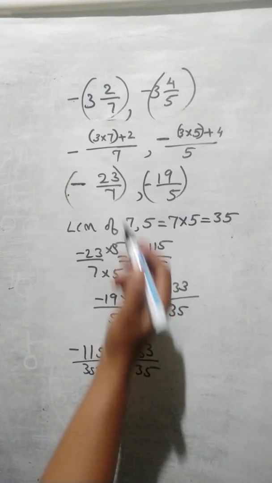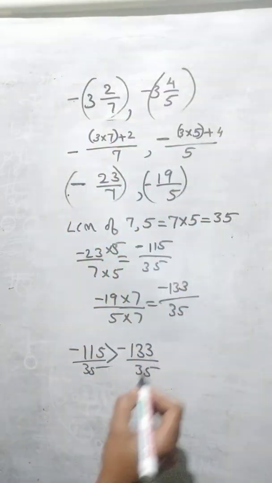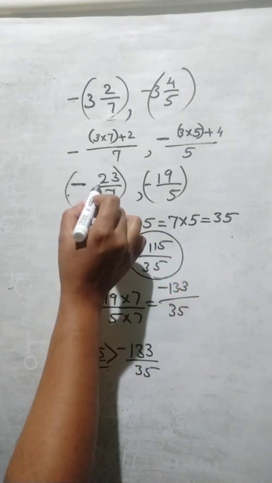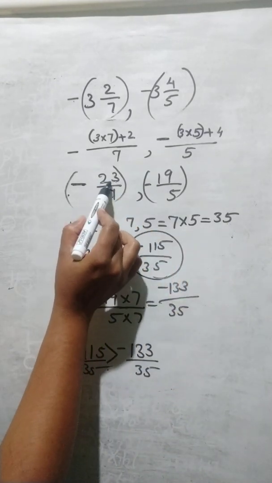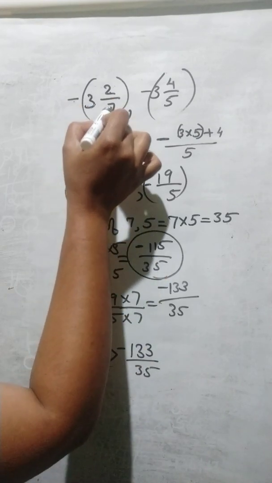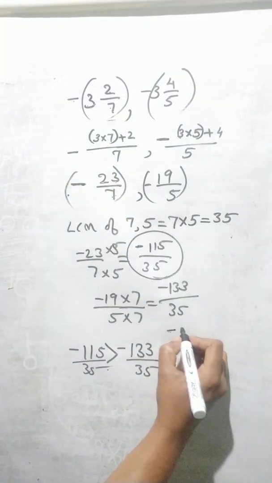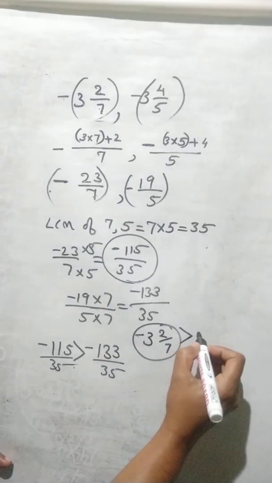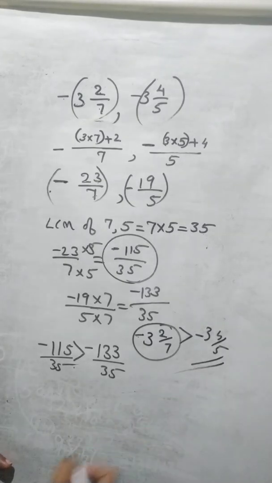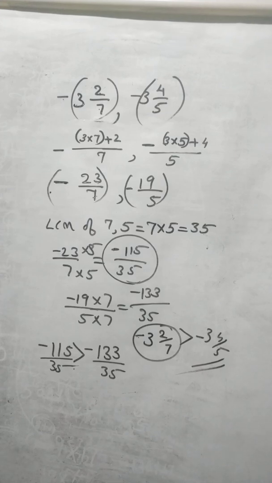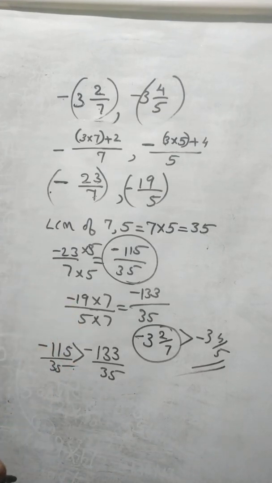So which is the greatest rational number given in this question? So we can say we know that this negative 115 is equal to negative 23 on 5. Then this negative 23 on 7 is equal to negative 3 2 on 7. So now we can say negative 3 2 on 7 is greater than negative 3 4 on 5. Clear, children? I think you got the idea. We can do this work in another way also, that we will study in another video. Okay.